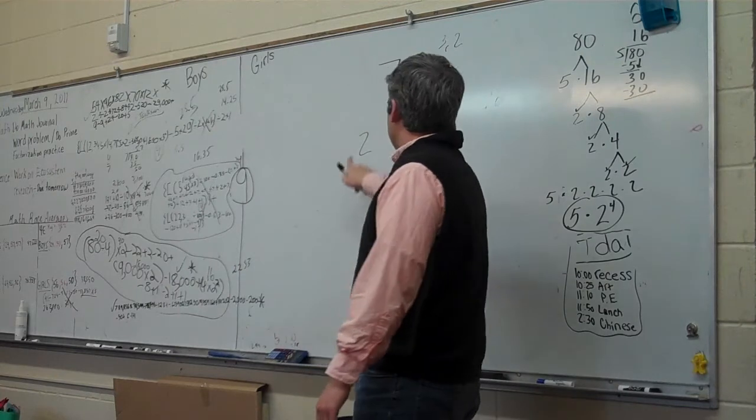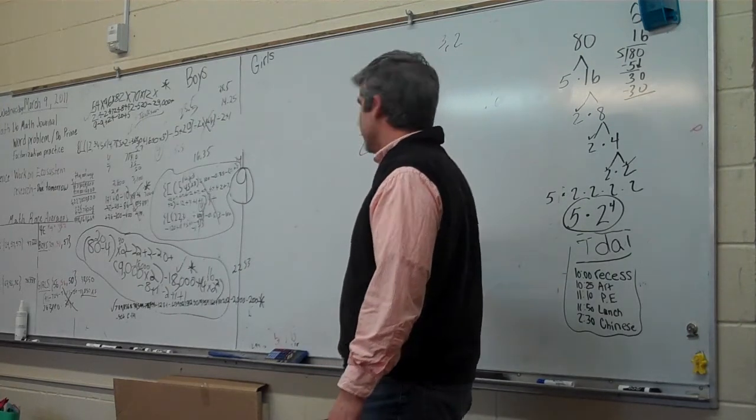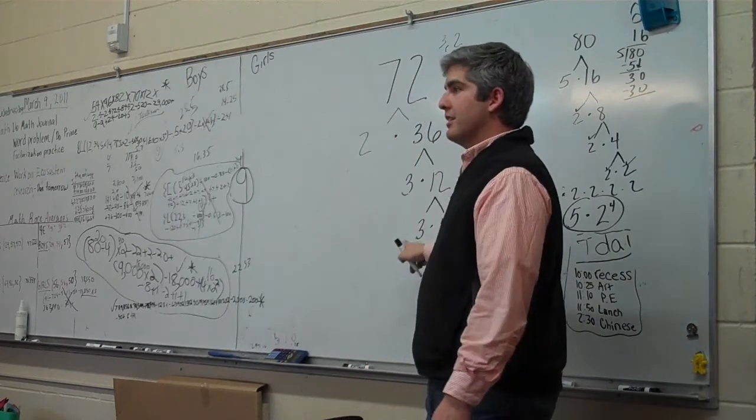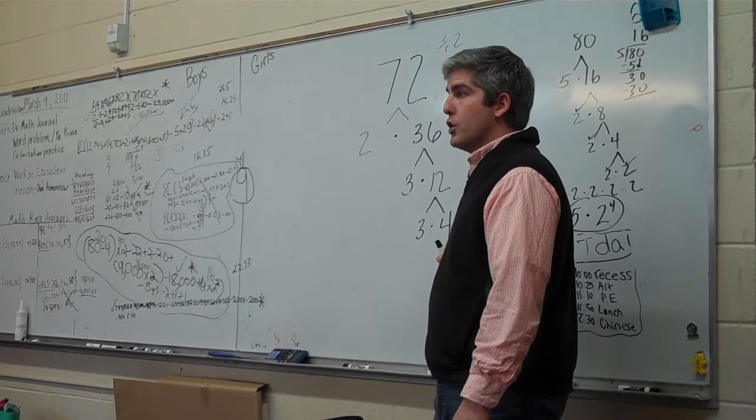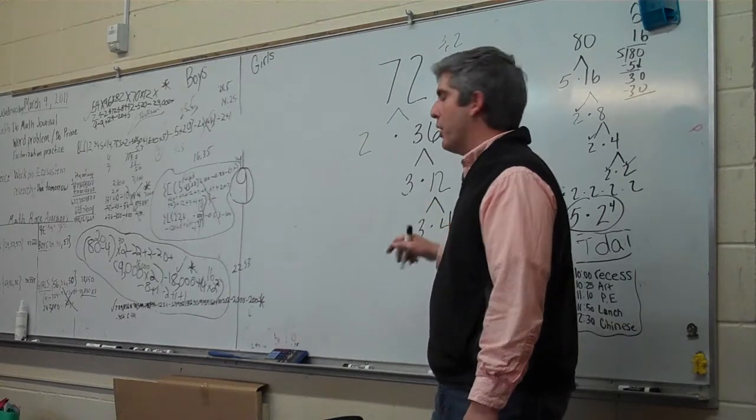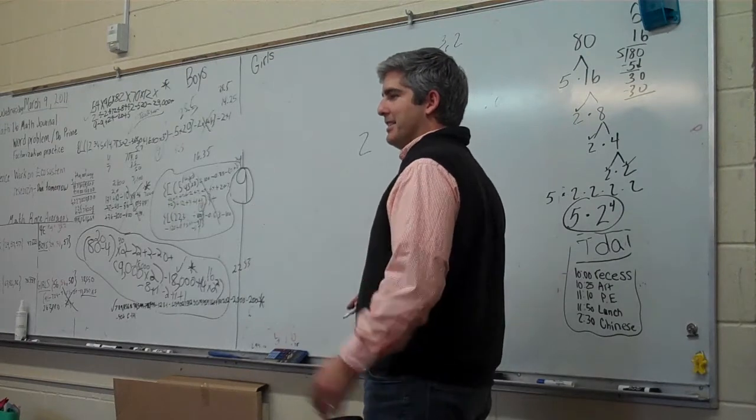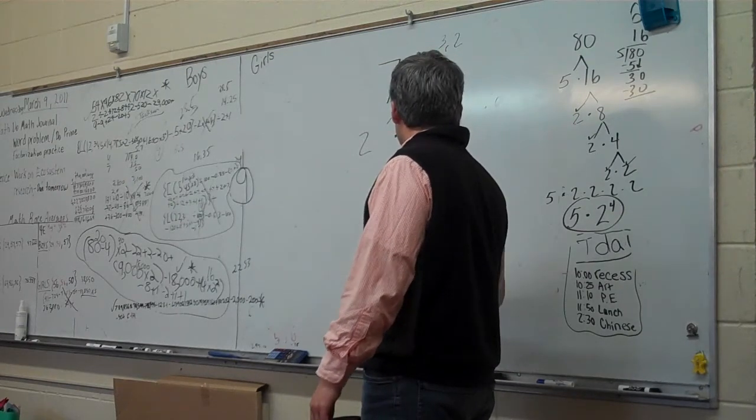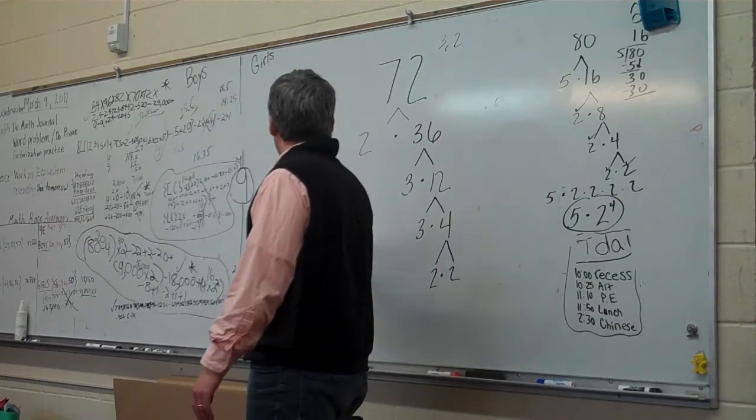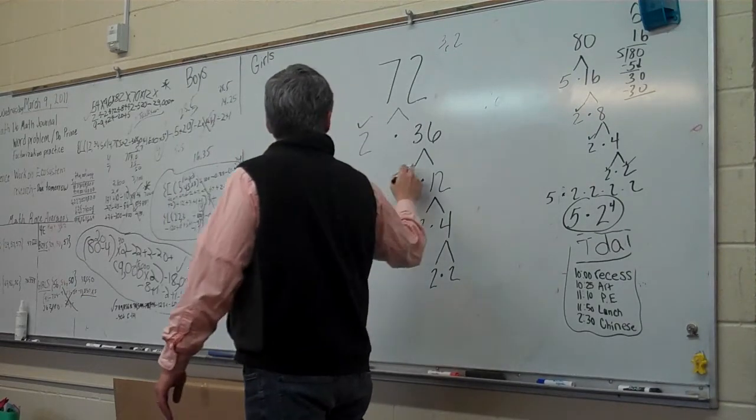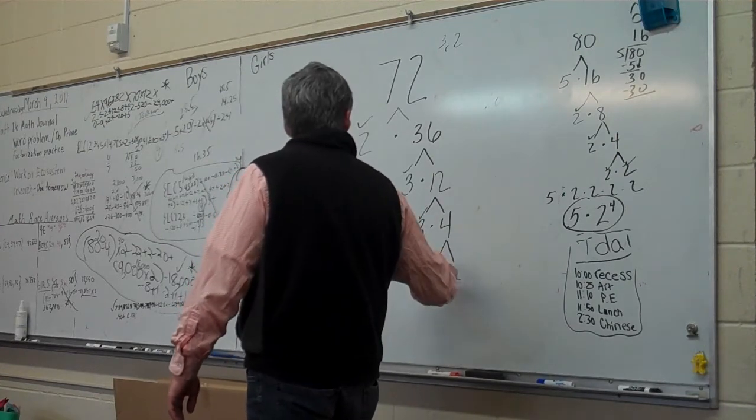Is 2 prime, everybody? Yes. Is 3 prime? Yes. Is 4 prime? No. So we've got to keep going. Anyone tell me? 2 times 2. So now what we have left is 2 times 3 times 3 times 2 times 2.